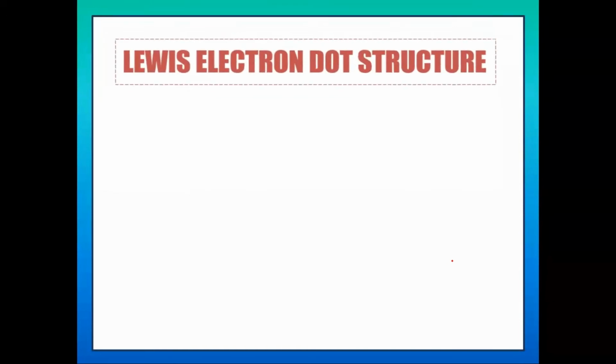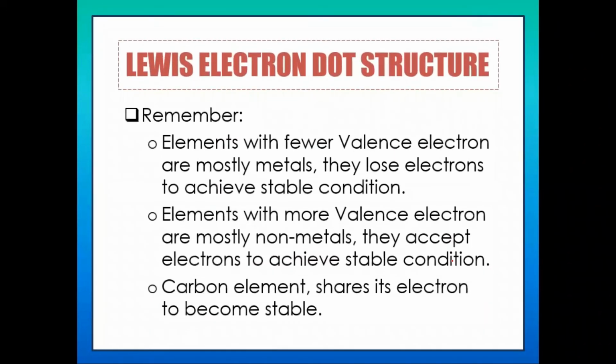Okay? It should go around all 4 sides of the element symbol. Also for the Lewis electron dot structure, remember that elements with fewer valence electrons are mostly metals, and they tend to lose electrons just to achieve stability. That's what Sir said earlier. So, the maximum electrons in the valence shell is 8. And when you have 8, the element is stable. But again, this will be further discussed once we reach the topic of chemical bonding.